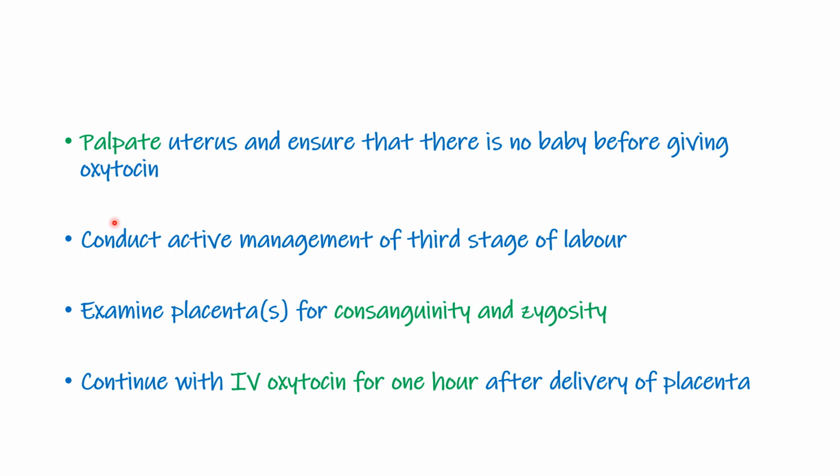So after you have delivered the second twin, you palpate the uterus and ensure that there is no other baby before giving oxytocin. Then you conduct the active management of that stage of labor, and you examine the placenta for chorionicity and zygosity. The active management of that stage of labor involves giving oxytocin to avoid PPH, that is postpartum hemorrhage. So you continue giving the IV oxytocin for 1 hour after the delivery of the placenta.